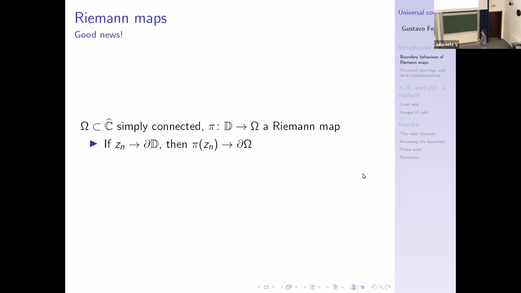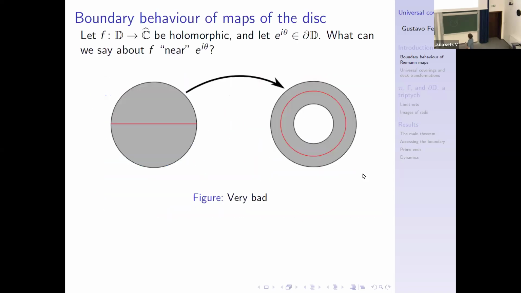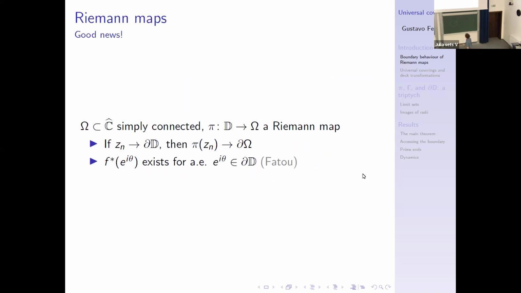And first, some general good news is that, first of all, if you have a sequence that tends to the boundary of the disk, then the image of this sequence tends to the boundary of your domain, right? So in particular, things like this cannot happen for Riemann maps. And second, the non-tangential limit exists at almost every point on the unit circle, right? That's a result that goes back to Fatou originally. So basically, almost every point is going to behave better than that last example that we saw.